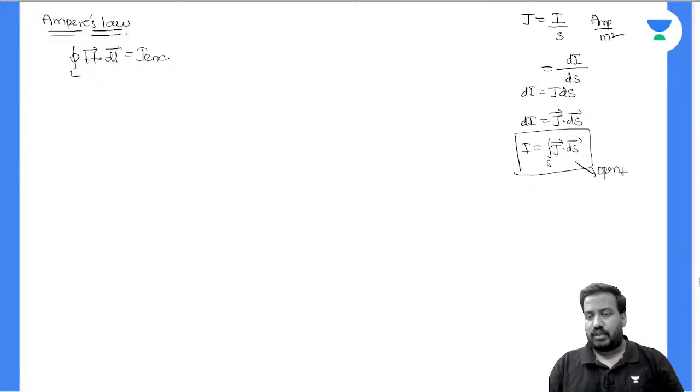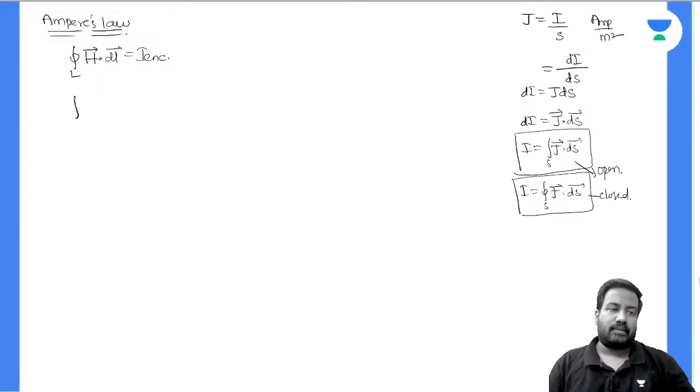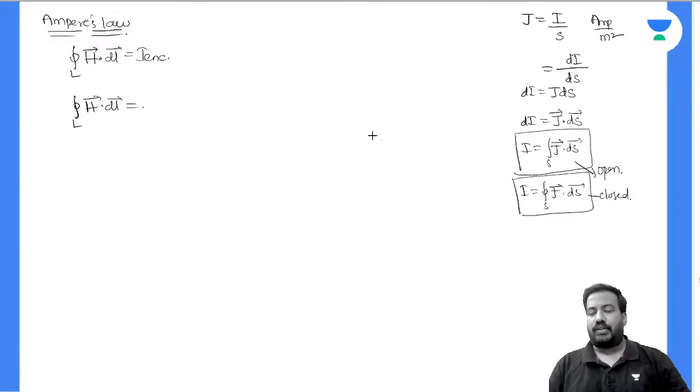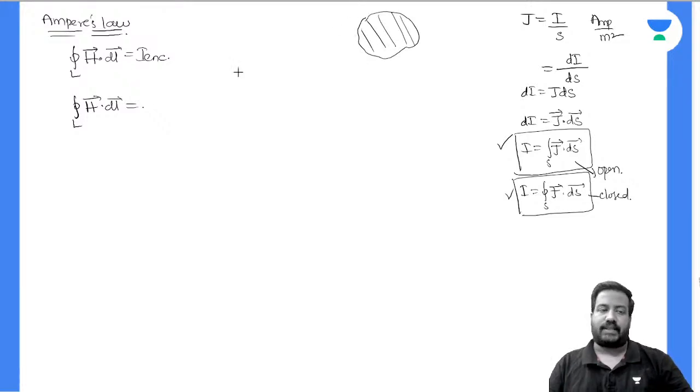This is when the current is enclosed by an open surface. I is equal to closed surface integral of J dot ds. This is when the current is enclosed by a closed surface. Substituting, closed loop integral of H dot dl is equal to, now shall I take open surface or closed surface? Because on LHS you have loop. Loop can maximum enclose only open surface. Therefore, surface integral of J dot ds.